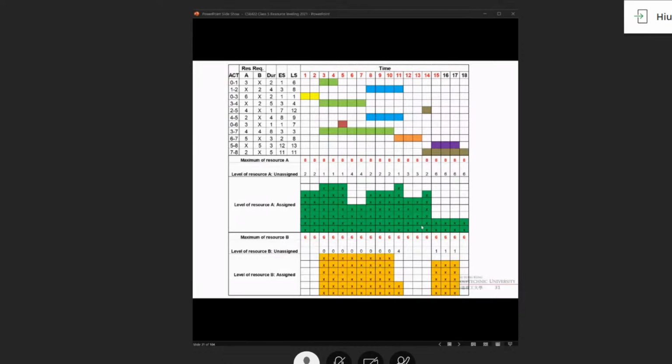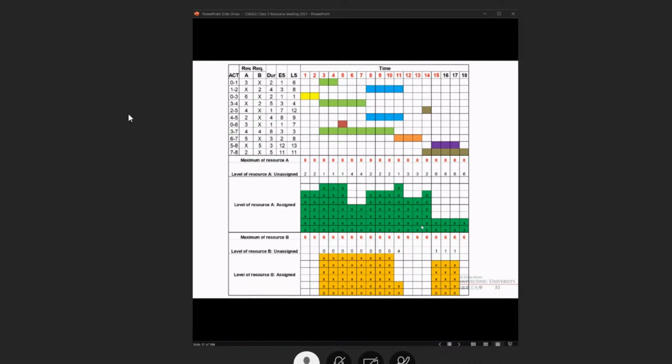Okay. So if we just continue with this example, you will find that actually there are some tasks that need to be delayed. For example, task 6 to 7, and also task 2 to 5, and also task 5 to 8. Actually, these also include task 7 to 8. Some of them need to be delayed.